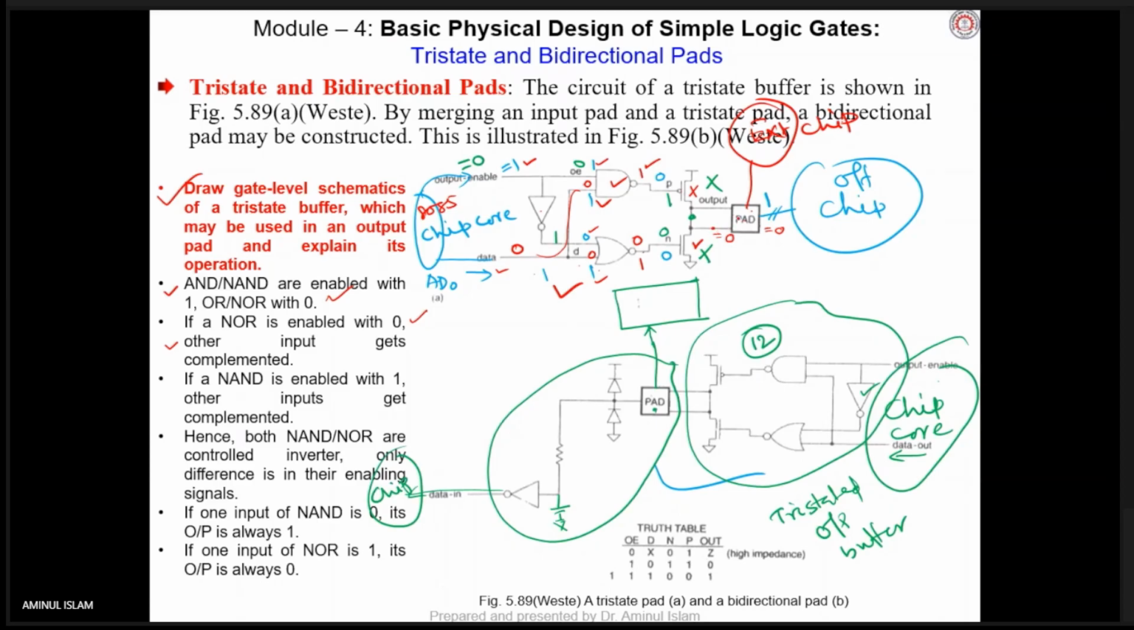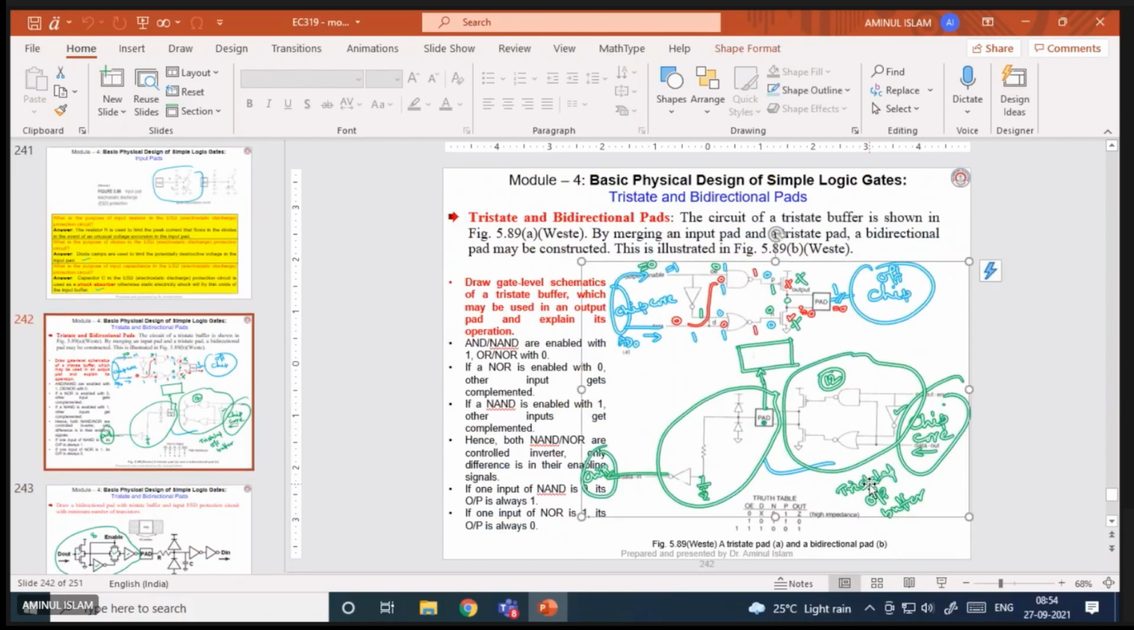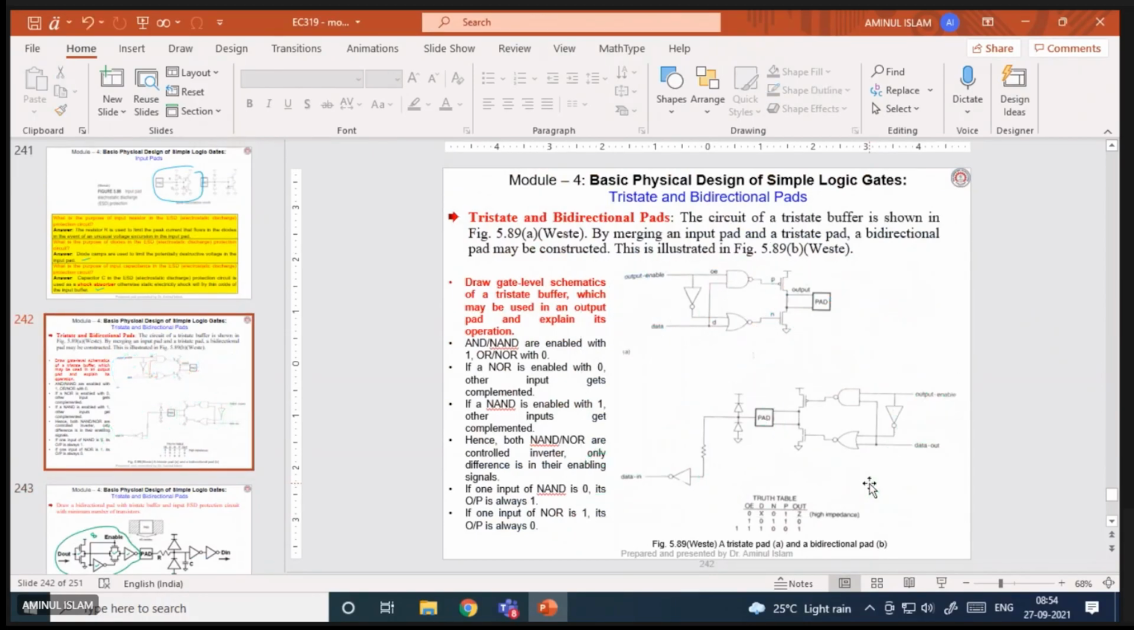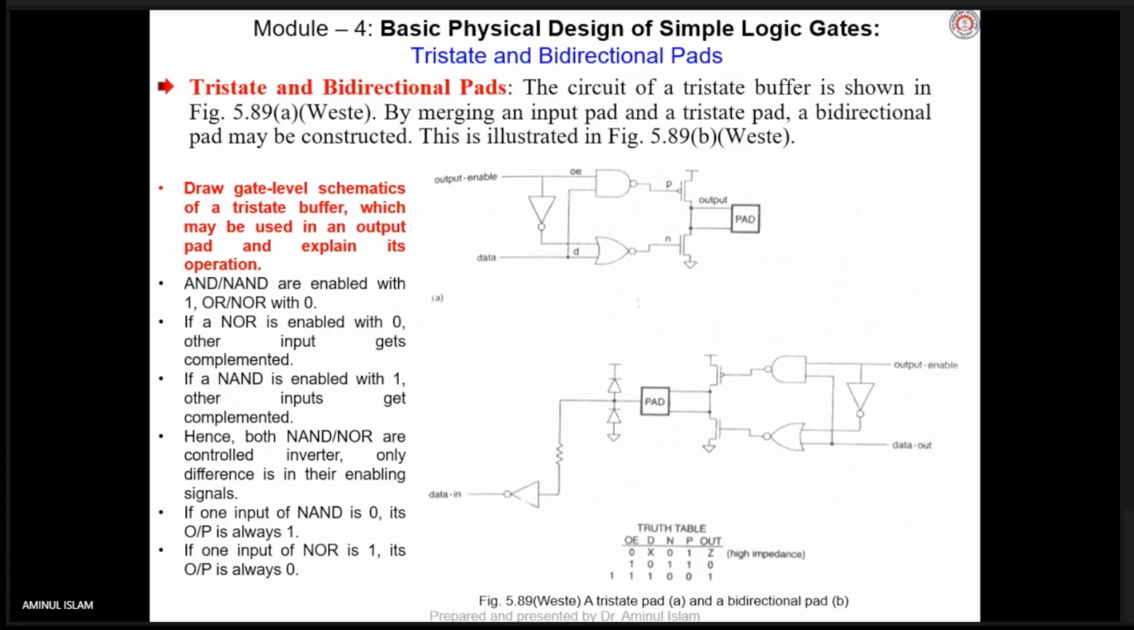Let me clear these things so that we can discuss. We are sending a data of 1, which is coming from, say, the processor. We want to send it through this pad to some external chip, for example.